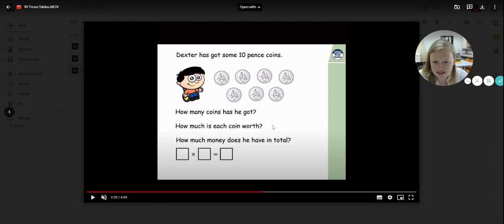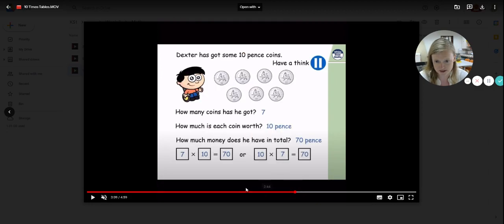And how much is each coin worth? Do you remember we learned this, that we look for the number on the coin? Each coin is worth 10p or 10 pence. That's right. So let's count in tens to calculate the total amount of money. 10, 20, 30, 40, 50, 60, 70. So how much money does he have in total? He has 70p. 7 10p's. Okay, let's have a look and see what our answer is here.